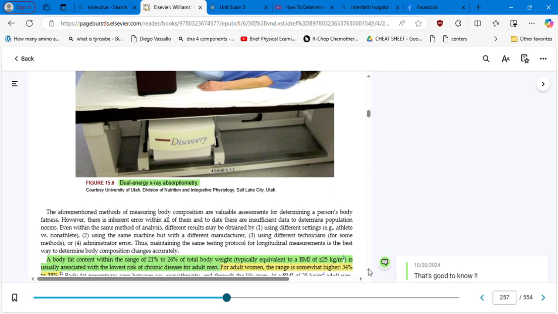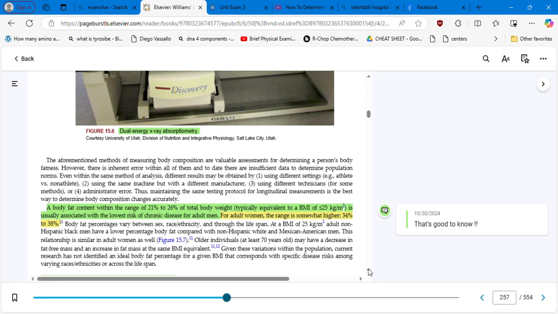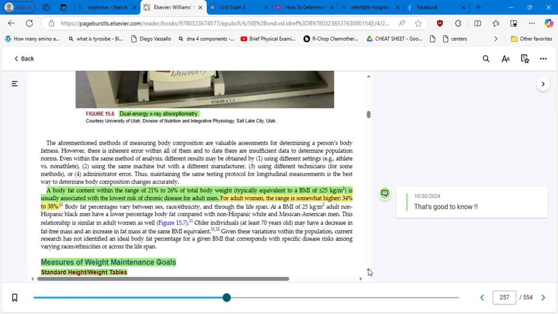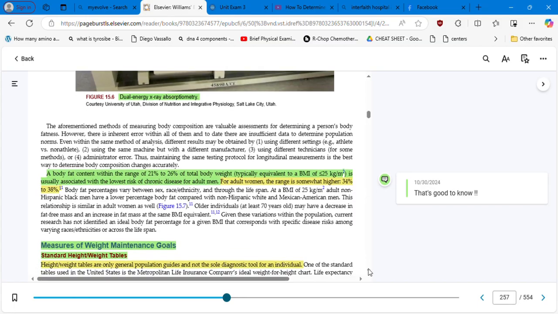Okay, so a body fat content within the range of 21 to 25% of total body weight, typically equivalent to a BMI of less than 25, is usually associated with a lower risk of chronic disease for adult men. And for women, the range is somewhat higher, 34 to 38%. So that's good to know, also good to remember.